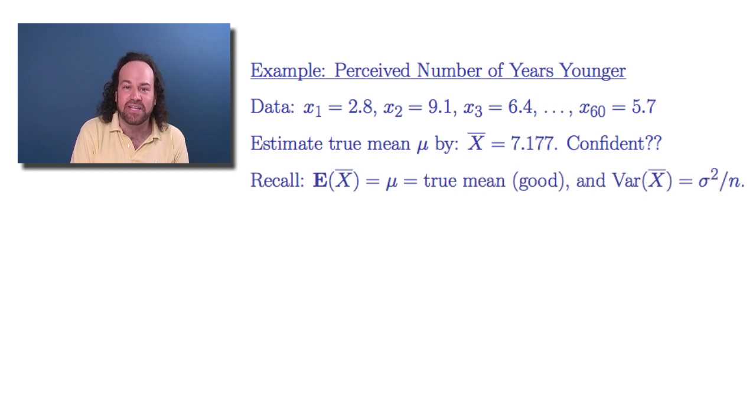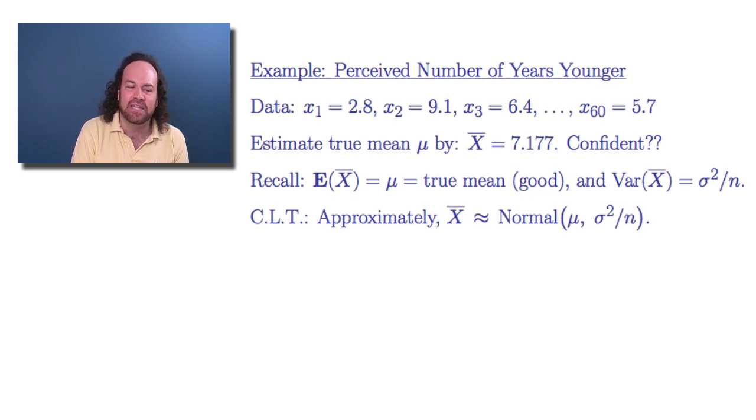We know that on average, it equals mu, the true mean, so that's good. But we also know it has some variance. In this case, the variance is equal to sigma squared over n, where sigma squared is the true variance of the number of years younger perceived of all the people who get this plastic surgery. Now, again, this x bar is made up by averaging a bunch of different values, in this case 60 values. So again, the central limit theorem says that approximately this x bar has a normal distribution with that mean and that variance.